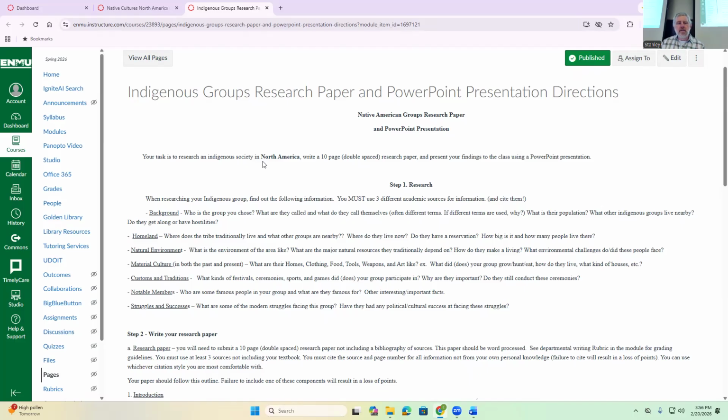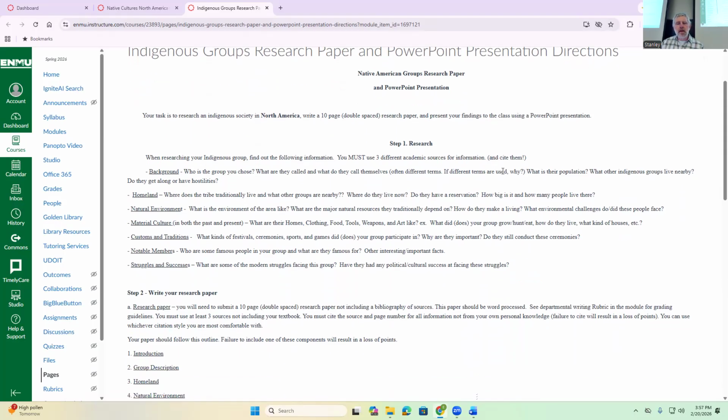So in this class, you're going to be researching a specific Native American society in North America. You're going to be writing a 10-page paper about that group, and you're going to present the findings to the class in a PowerPoint presentation. If you are here in person, you're going to be presenting it to the class, and if you are an online student, you're going to be submitting a video for us to watch as well.